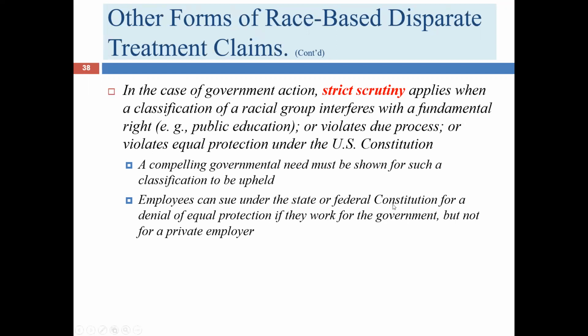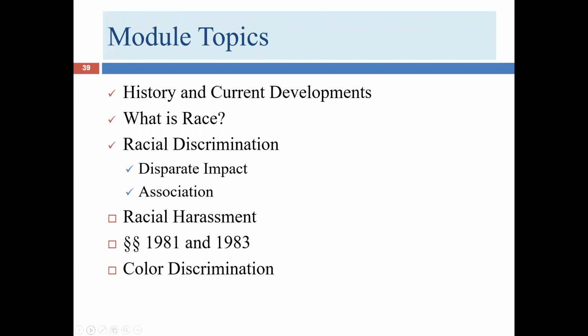Employees can sue under state or federal constitution for a denial of equal protection if they work for the government. But this constitutional argument, of course, is not going to work for private citizens. But of course, we're not going to see racial categorization in the private sector because of Title VII. So while you can't rely upon constitutional protections if you're a private employer, you do have statutory protections. So now we've talked about racial discrimination, including disparate impact, disparate treatment, association, and retaliation.